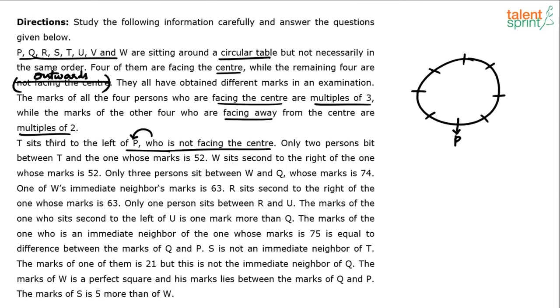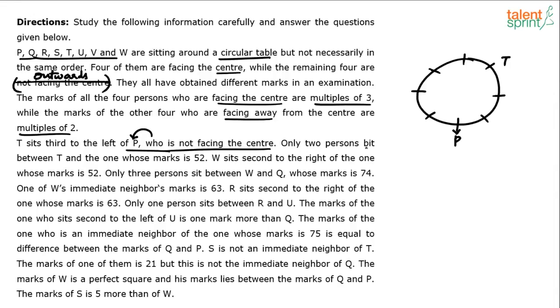Now, with respect to P, I can place T. T sits third to the left of P. Now, when a person is facing outwards, left is in the anti-clockwise direction. So T is third to the left of P. First, second, third. T comes here. Is T facing center or outwards? We do not know. Is T facing center or outwards? We do not know, right?